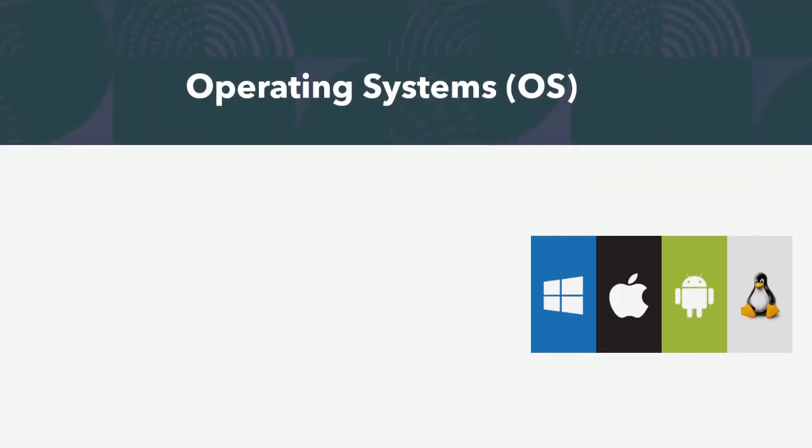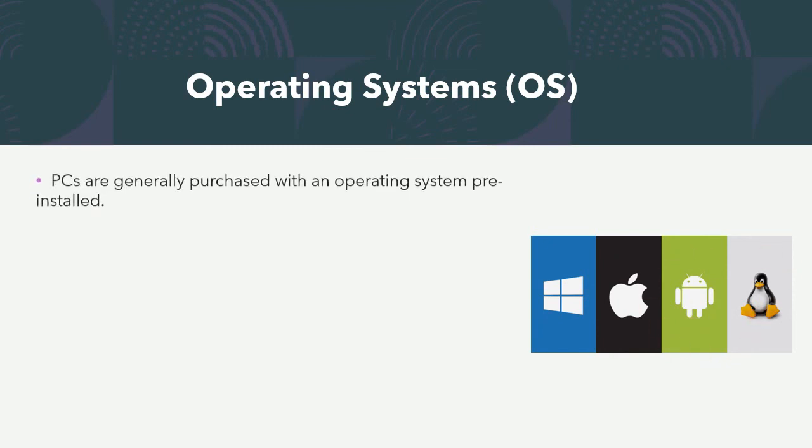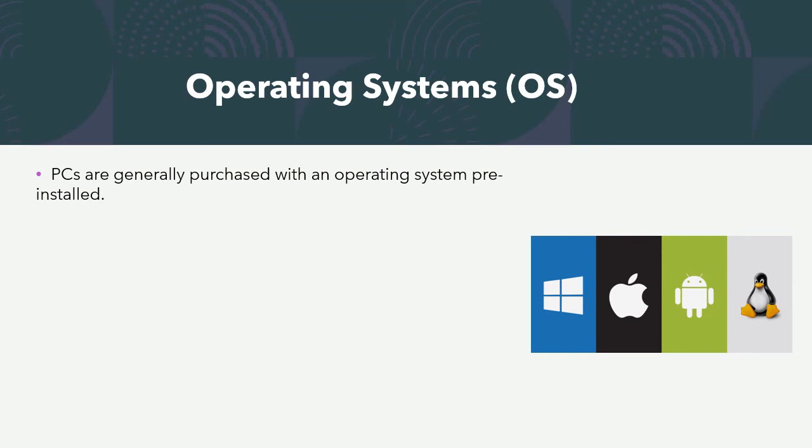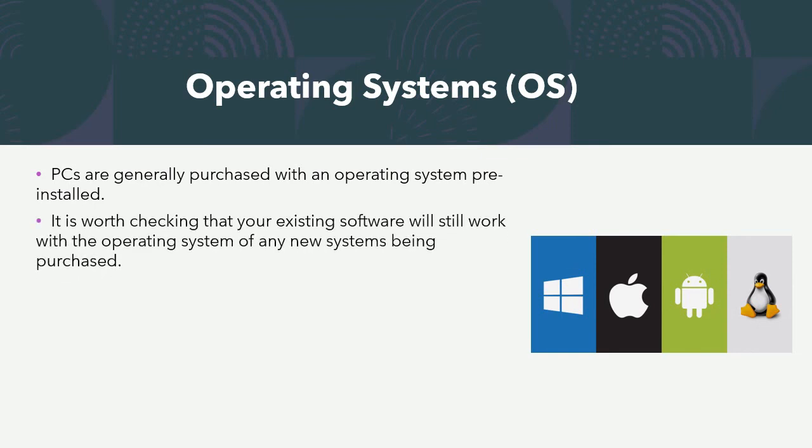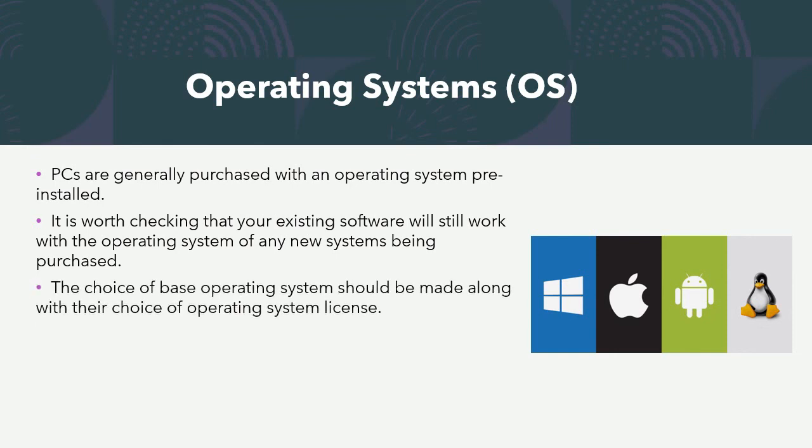And lastly, we have our operating systems. Here are the logos for our different operating systems: Windows, Apple, Android, and Linux. PCs are generally purchased with an operating system pre-installed. Mostly, it is worth checking that your existing software will still work with the operating system of any new systems being purchased. The choice of base operating system should be made along with our choice of operating system license.